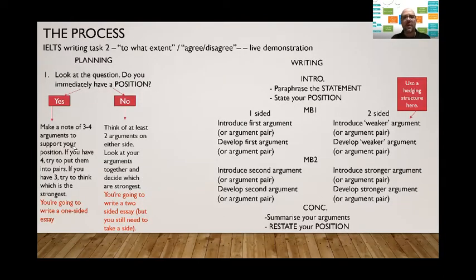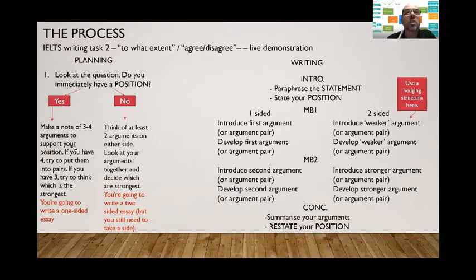Okay, let's think about the process that I follow when I do the demonstration of this essay. So in terms of planning, I've deliberately chosen a question that I don't have very strong feelings about. Generally, when I see an IELTS question, I immediately have a sense of one side or the other. And if that's the same for you, then you should just go with that.